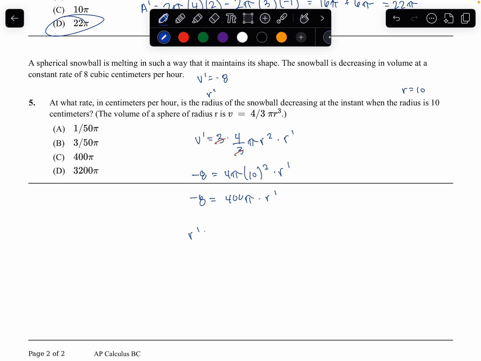So r prime is going to be equal to, it is decreasing, so we have -8 over 400 pi. I think it's got to be A or B since pi is in the denominator. What is 400 divided by 8? Yeah, so it's going to be A. So 8 over 400 reduces to 1 over 50. So, okay, there you go.